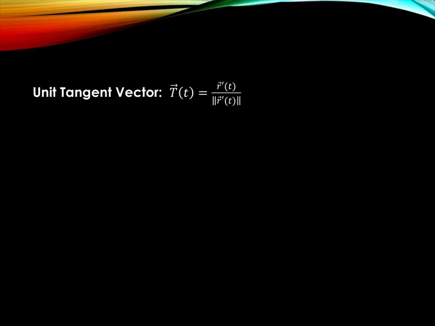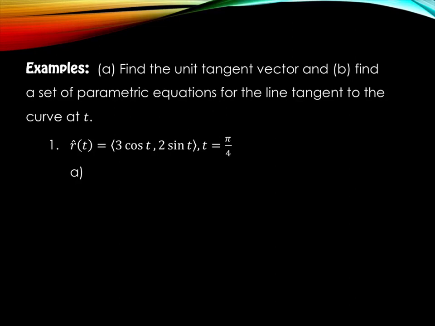All right, so we're going to take a look at an example. We're going to find A, the unit tangent vector. And then B, we're actually going to find a set of parametric equations for the line that's tangent to the curve at t. So A is going to go right back to that definition that we just created for T of t. So we need to find the derivative first of r, and we'll just write it in the component form since it started out that way.